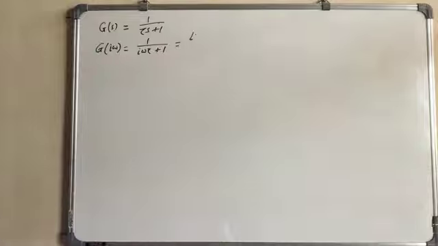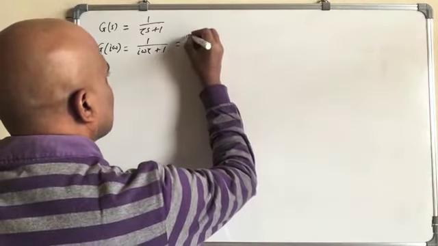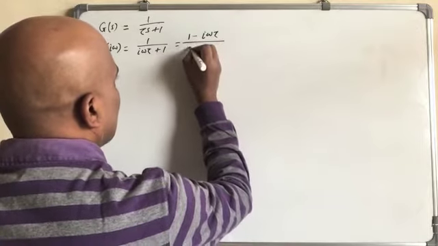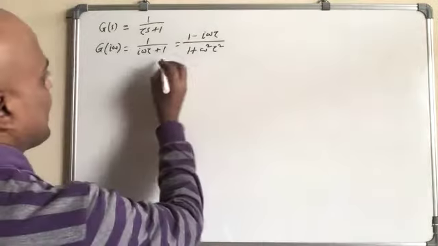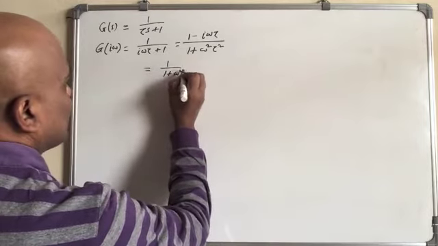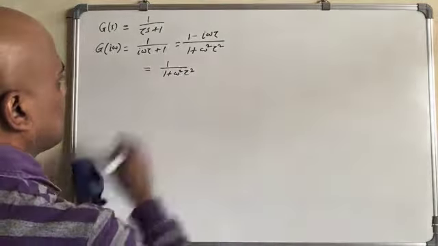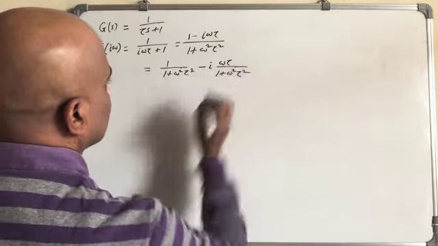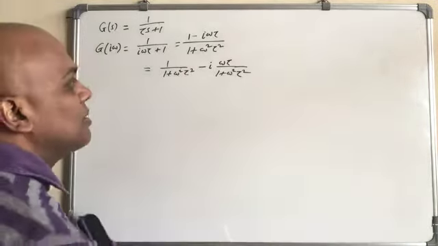So let's write it this way. It will be (1 minus iωτ) divided by (1 plus ω²τ²). Hence we can write it as 1 over (1 plus ω²τ²) minus iωτ over (1 plus ω²τ²). Now this we have to plot, and how will it look?